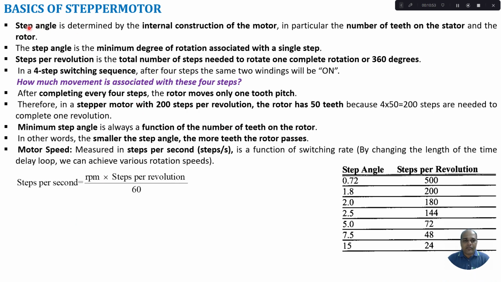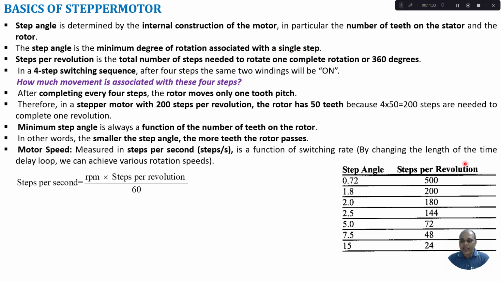So, step angle. What is step angle? Step angle is determined by the internal construction of the motor. It is nothing but the smallest step, how much rotary movement we can achieve in one step. It mainly depends upon the number of teeth on the stator and the rotor. The step angle is the minimum degree of rotation associated with a single step. In a single step, how much angle it moves, that is nothing but the step angle.